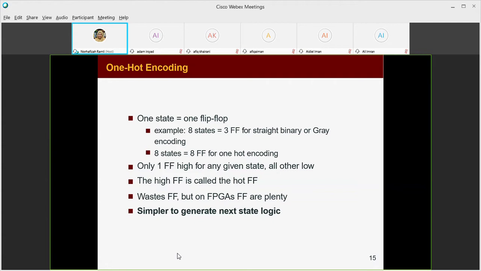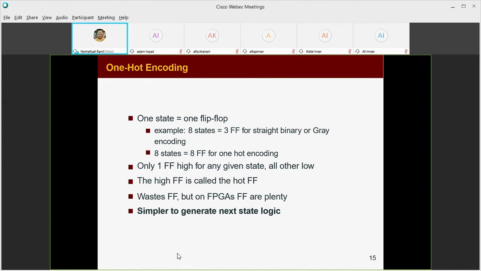So only one flip-flop is high for any given state, and it looks like you are wasting because, for example, for 8 states using binary coding, you just need 3 flip-flops. However, if you use one hot, you require 8. So the addition of how many now? 3, 5, extra 5.